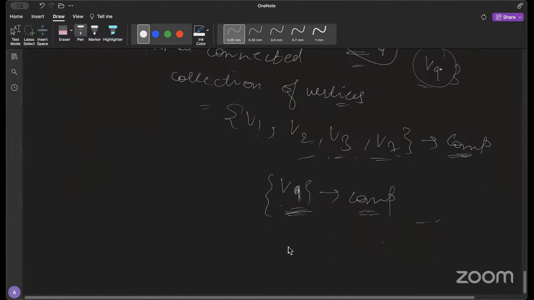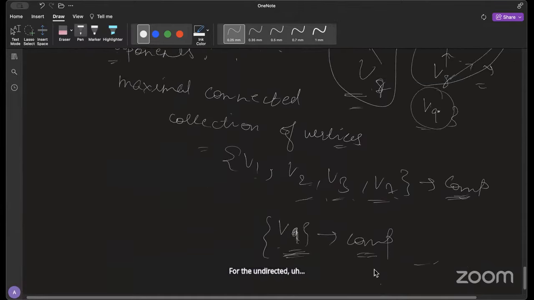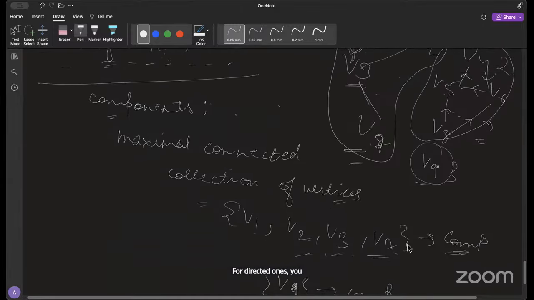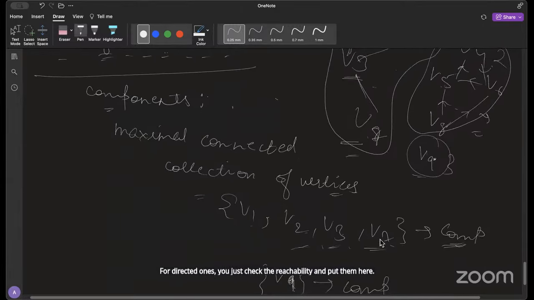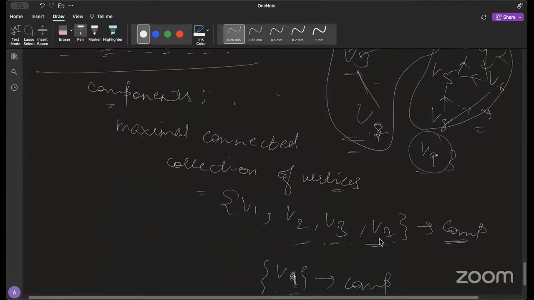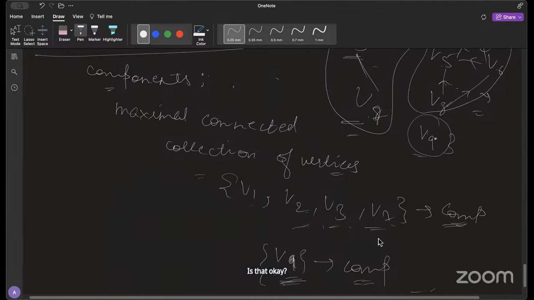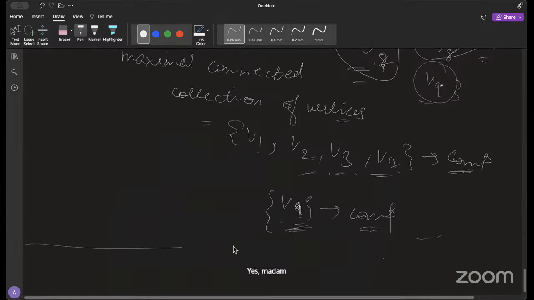Is this for the undirected graph? Yeah, this entire thing was for undirected graphs. For directed ones, you just check the reachability and put them here. Is that okay? Yes, ma'am. Okay.